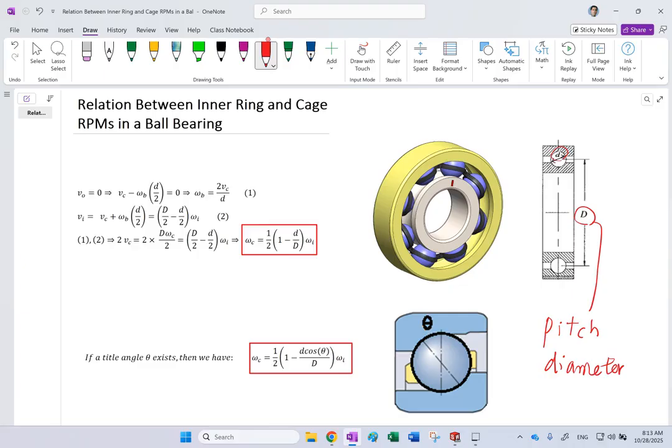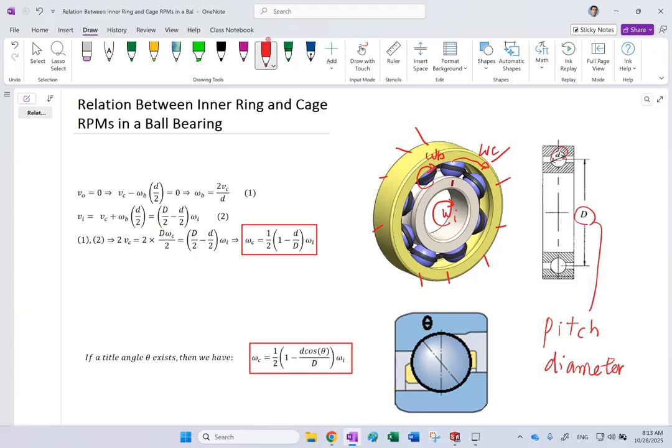So if the outer ring is fixed, and the inner ring is spinning with omega I, you know that the cage will also spin with omega cage, and the balls will also spin with omega ball. So what relation exists between omega I, omega C, and omega B? I want to show you that.